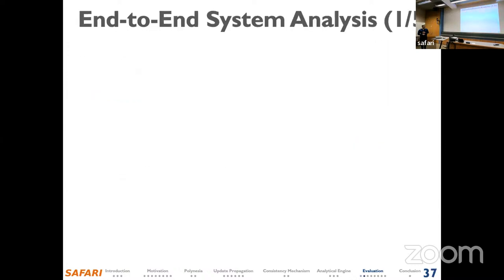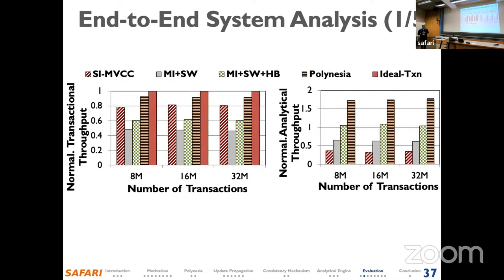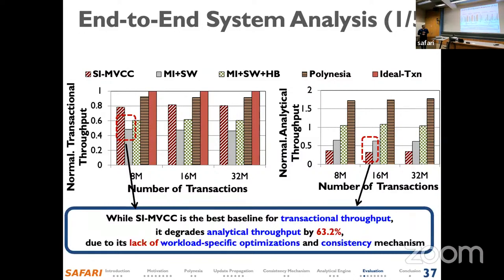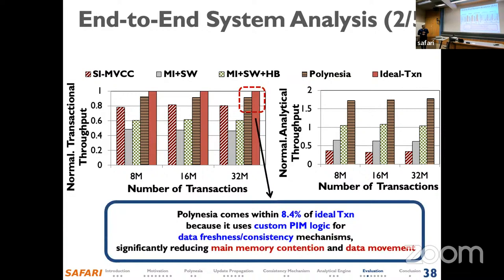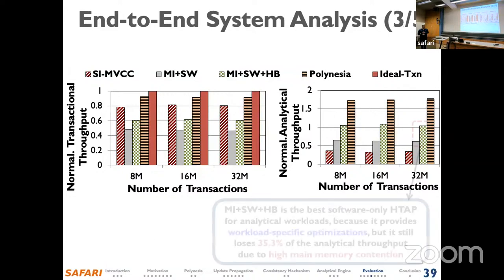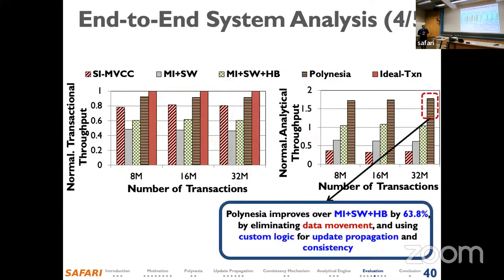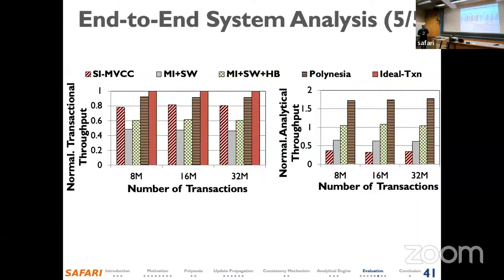I'm going to go through this really quickly because I was called out on my time. Here I have the transactional throughput, and here the transactional and analytical throughput for different configurations. The takeaway is that Polynesia comes within 8.4% of the ideal system because of the custom processing-in-memory logic, which reduces memory contention and improves data freshness. Likewise, it improves the overall throughput of analytical queries by almost 64% compared to the best state-of-the-art one, again because of our custom hardware and software design.